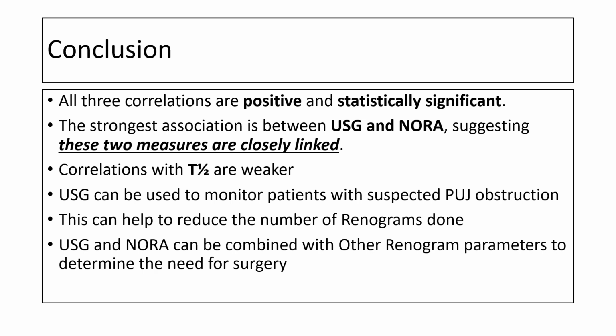But the strongest association is between ultrasonography and NORA, suggesting that these two measures are closely linked. Correlations with T-half are weaker. Sonography can thus be used to monitor patients with suspected PUJ obstruction. If we can determine the drainage pattern of the pelvic-calyceal system based on sonography, the number of renograms that we need to do can come down drastically.